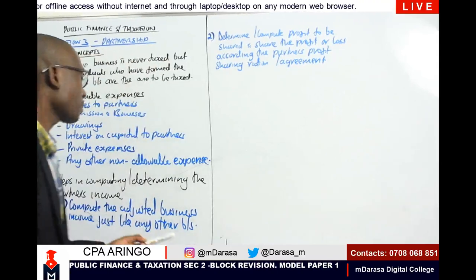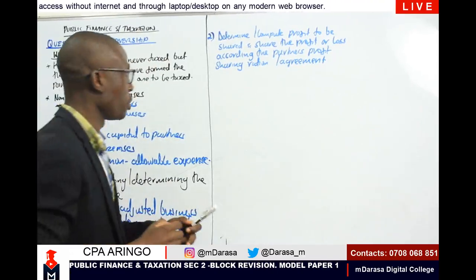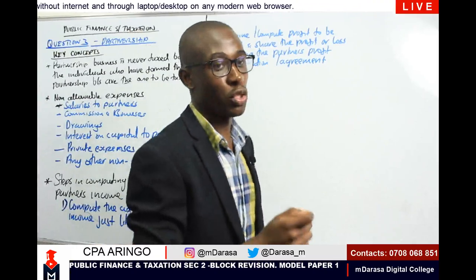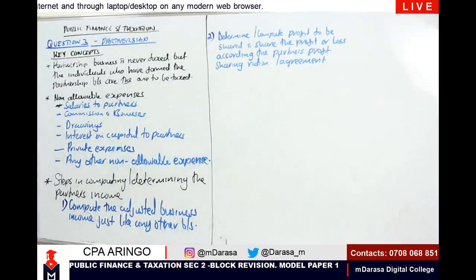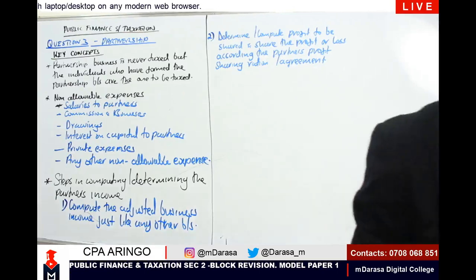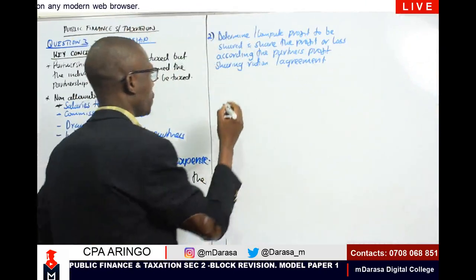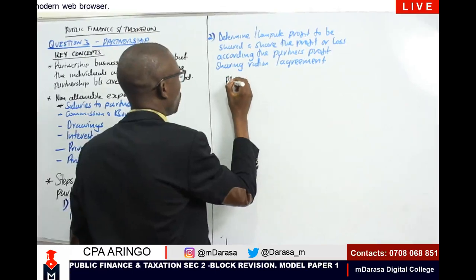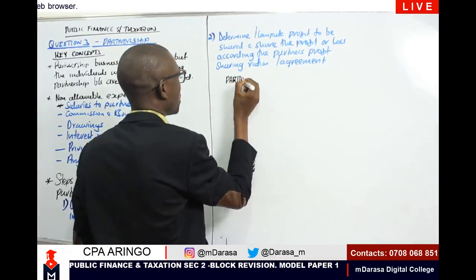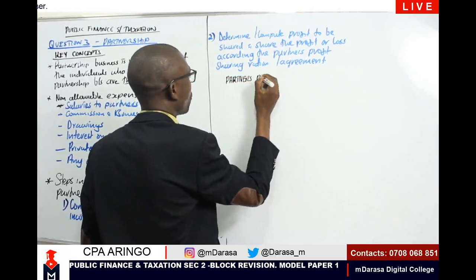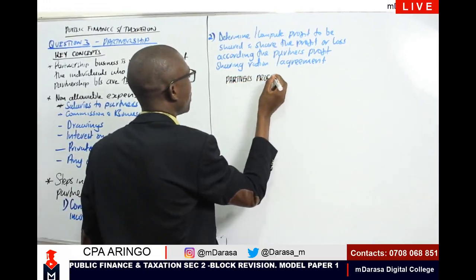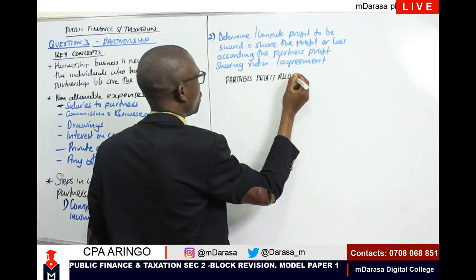According to the profit sharing ratio or agreement. And how will we determine this profit to be shared? My good students, to determine the profit to be shared, this is where we are going to prepare what is known as the partner's profit allocation schedule.